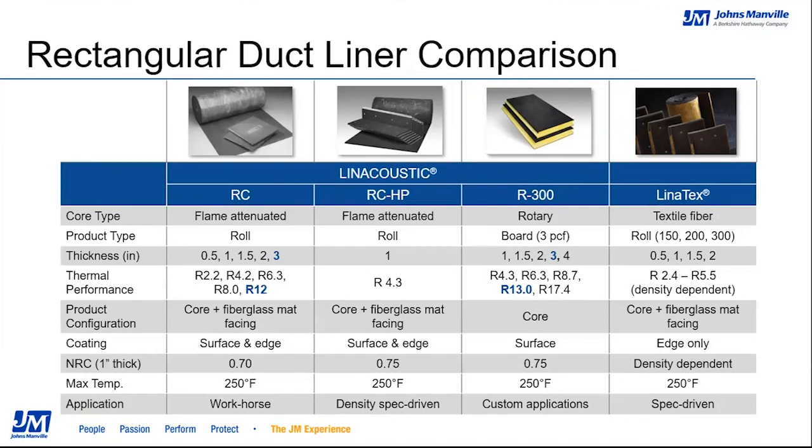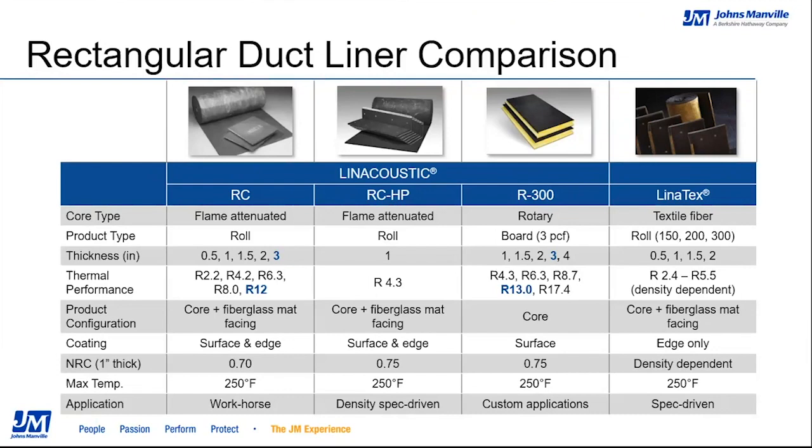Duct liner has a couple of product configurations, the way they look. You have a glass mat or fiberglass mat base, which in turn is adhered or melted into a fiberglass mat airstream surface. And on the RC product, we coat the product on both the edges to contain the fibers, as well as the airstream surface side, providing water repellency, durability, and antimicrobial properties. It's great at NRC, or your noise reduction coefficient. It's a really good solution for acoustics. And the RC product is really a workhorse product for us. It's the majority of what we push out into the market and what's utilized in the market today.